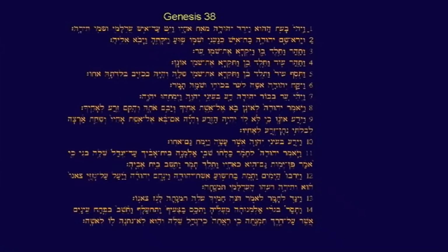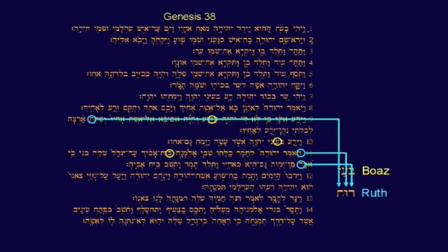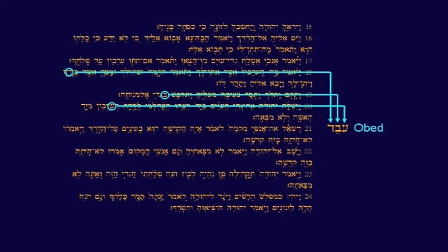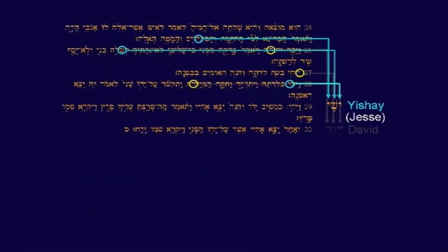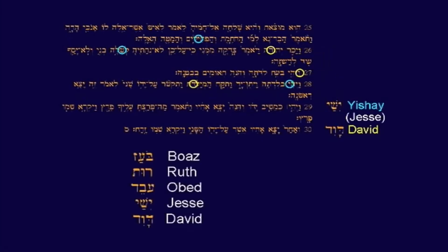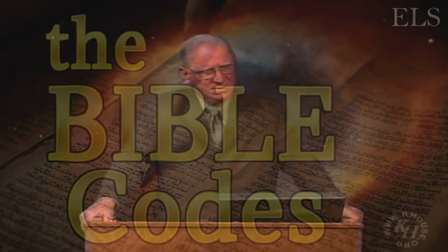But go back to the books of Moses, in Genesis 38, you can find the 3 letters that make up the name of Boaz at 49 letter intervals. You continue the 49 letter intervals, you find you have Ruth in 49 letter intervals. Continuing in that passage, 49 letter intervals, you have Obed, and then you have Yishai, or Jesse, as we would call it, and then you have, at 49 letter intervals, the name of David. So what you have here is Boaz, Ruth, Obed, Jesse, David, each encrypted with an interval of 49 in chronological order. Now, the cynics will say, well, that's just an accident of statistical circumstance. I don't think so.